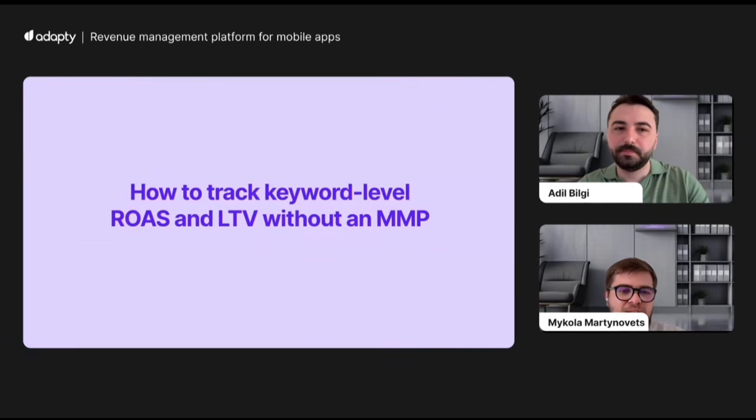How to track keyword level ROAS and LTV without MMP. MMPs are tools you may be facing, like AppsFlyer, Adjust, Singular, Branch, and most people using Apple Ads use an MMP too, because in general it's almost the easiest way to receive revenue and subscription data. This is absolutely okay, but the problem is what it actually costs you.